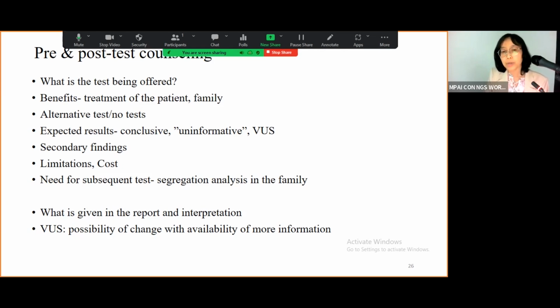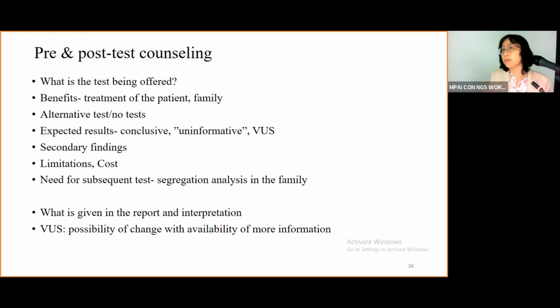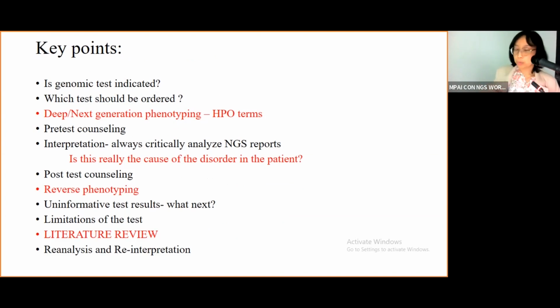Then once you get the report, please critically analyze all the reports, irrespective of what the reporting lab has written. Independent analysis is always recommended, and you should always tell them about the possibility of changing, the dynamic nature of classification of variants, whether variants might change to a benign variant or pathogenic variant, depending on availability of new information. So just to end, we should always critically ask ourselves, is a genomic test indicated in this particular situation?